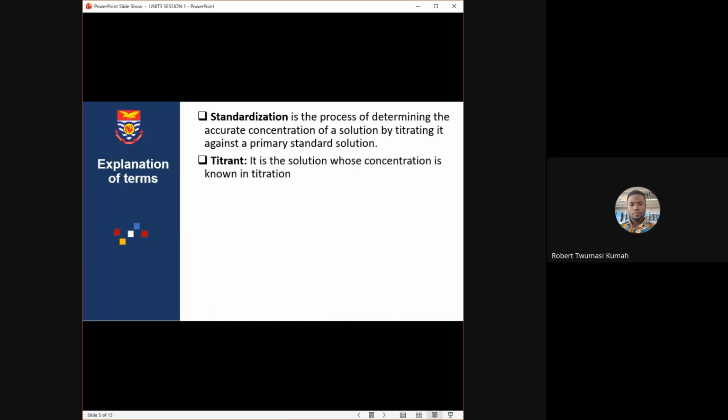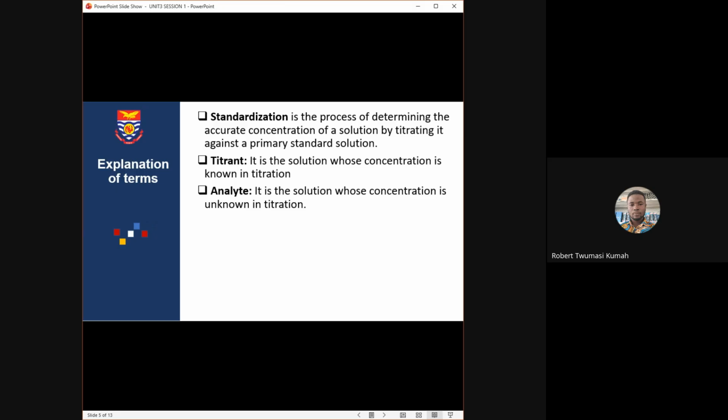And then now in the titration process, we've got two components. We have the titrant and the analyte. At least there is a component in the burette and there's a component in the conical flask. So one is the titrant, one is the analyte. The titrant is a solution whose concentration is known in the titration. So it is the one that we are going to use to find the unknown. So the unknown is the analyte.